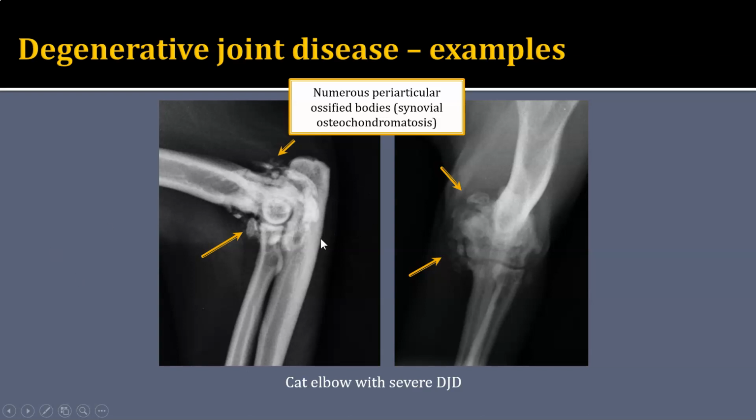If you look at this lateral view of the elbow, several of these round mineralized structures are actually separate from the bone. There's some additional osteophyte formation along the distal humerus that we can see here on the medial and the lateral aspect. But again, some of these nice round oval structures are separate ossified bodies. And when you see this many of them, there is a name that we can put on it, which is synovial osteochondromatosis, and so those are ossified bodies that are forming in the synovium.